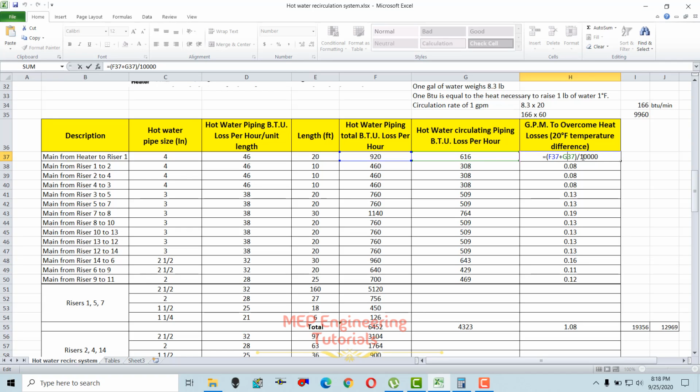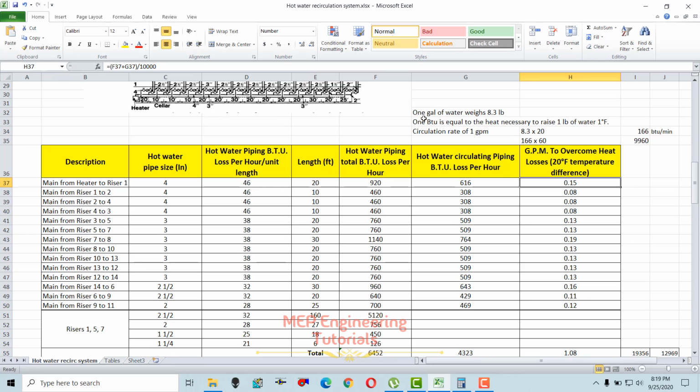How did I get this 10,000 value? I will tell you how I got it. We know that 1 gallon of water weighs 8.3 lbs, you can check on the internet. And 1 BTU is the heat necessary to raise 1 pound of water 1 degree Fahrenheit, for 1 GPM recirculation. Since it is based on 20 degree Fahrenheit, we multiply 8.3 by 20 degrees, and you will get 166 BTUs per minute.